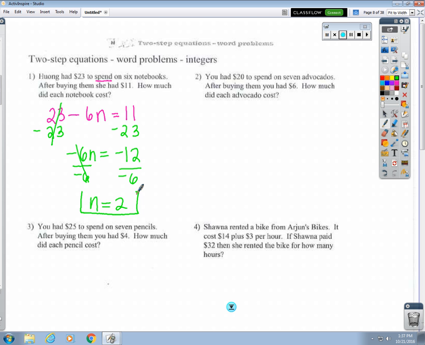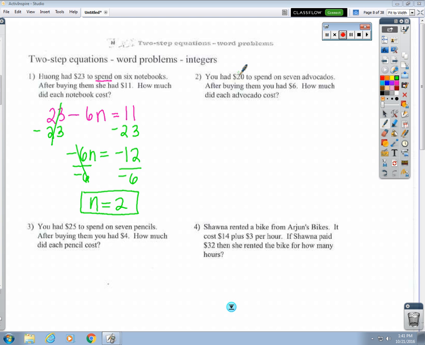Okay? Now let's make sure that makes sense. That's $2 per notebook. 6 notebooks will cost how much? 12. So if you walked in the store with 23 bucks and you spent $12 on those 6 notebooks, how much would you walk out of the store with? $11.